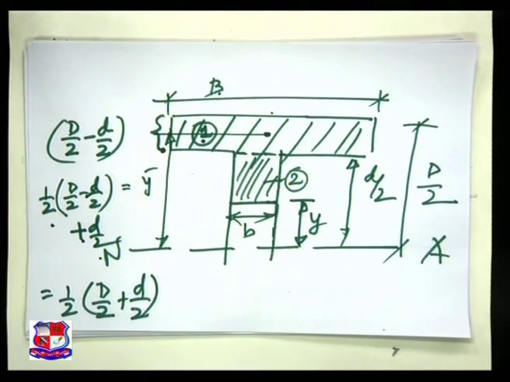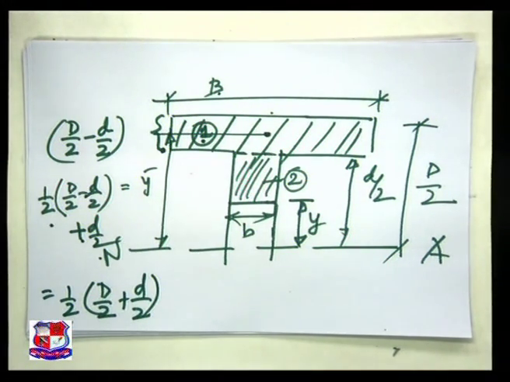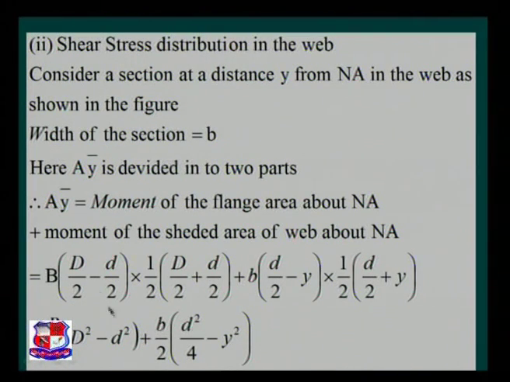So if you are referring to this on the PPT, we get b into D by 2 minus d by 2, this is the area, into half of the capital D by 2 plus small d by 2. This is y bar, and this is nothing but the moment of the flange area about the neutral axis. Now next is the moment of the shaded area of the web about the neutral axis. Let us find out this one right now on this tabletop.